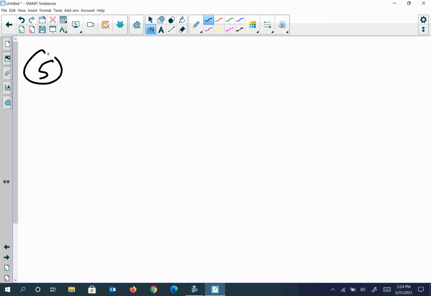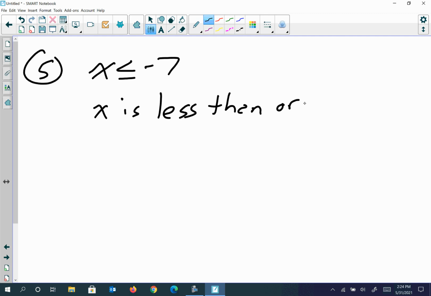Problem number 5, we have x is less than or equal to -7, so write the inequality in words. So x is less than or equal to -7.